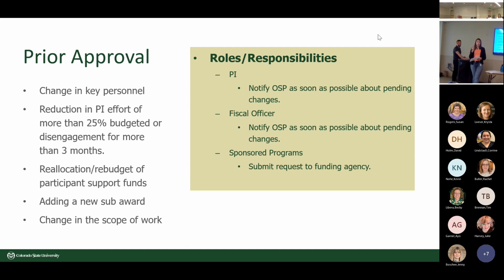At the very end of this presentation, when you get this, there is a link to a prior approval matrix. It lists all the various agencies and the different things that you might want to do, and who requires prior approval and who doesn't. So it's a good resource to check: should I ask about this or not? And next slide.